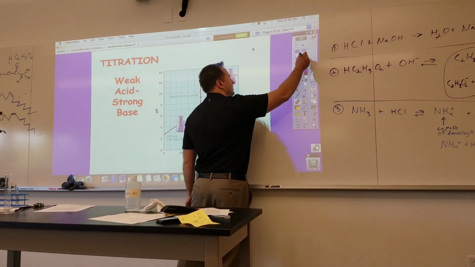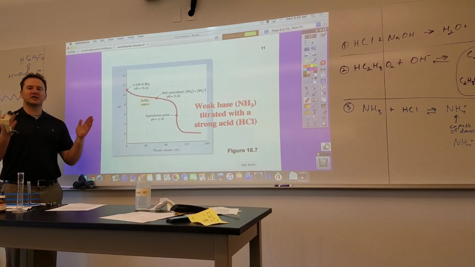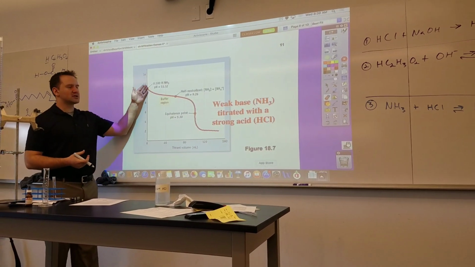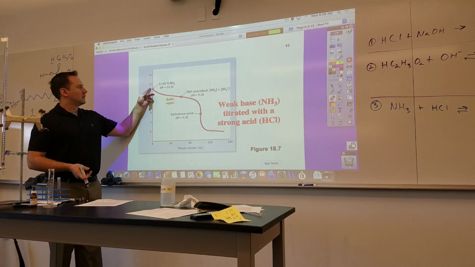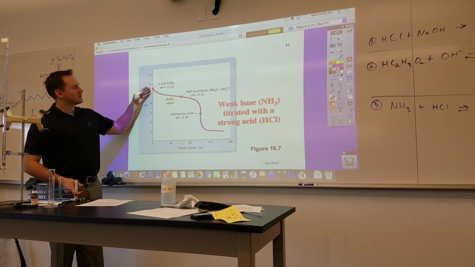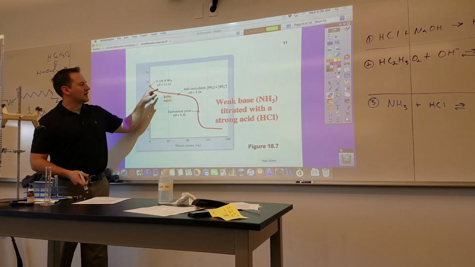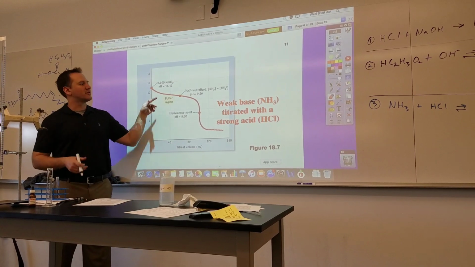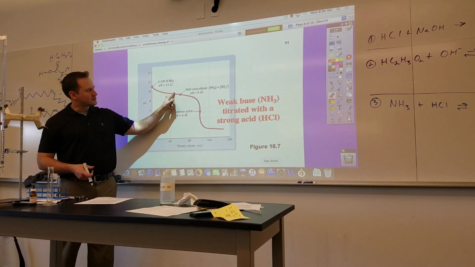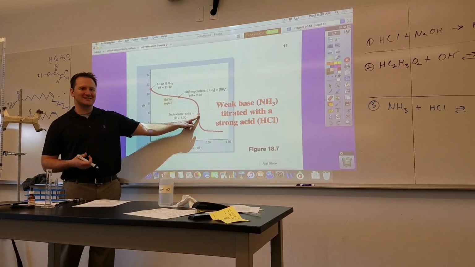In the titration of a weak base with a strong acid, obviously it's going to be flipped because the solution initially is going to be all base, and it's going to have a high pH. So as you're titrating it, you're going to notice the pH goes down. And this slope is still a little bit steeper than that of a strong and strong titration, but you'll notice that at the equivalence point, your pH is less than 7.